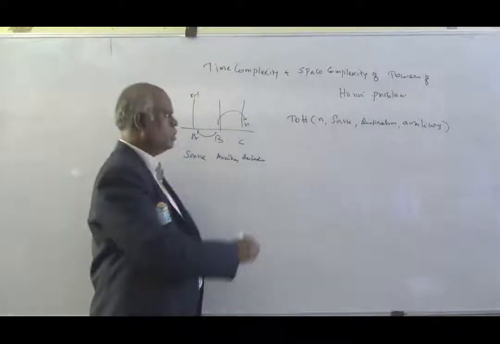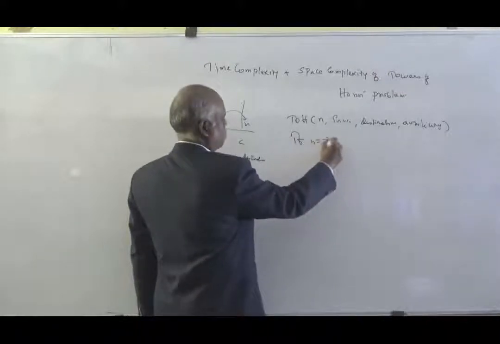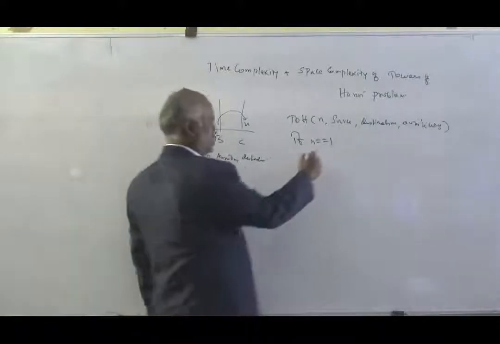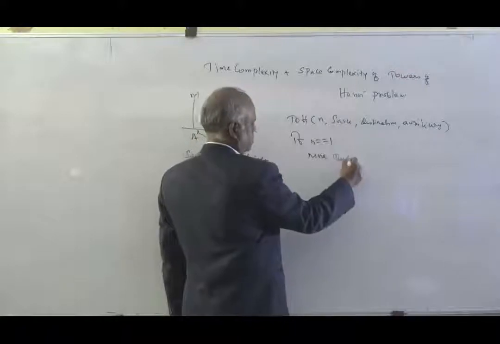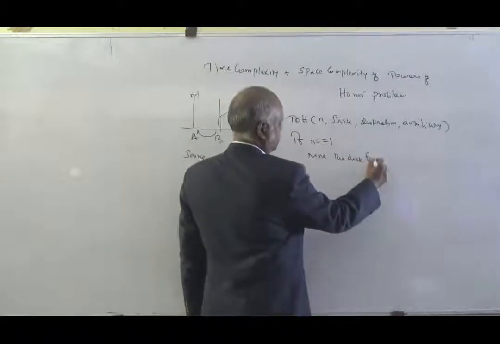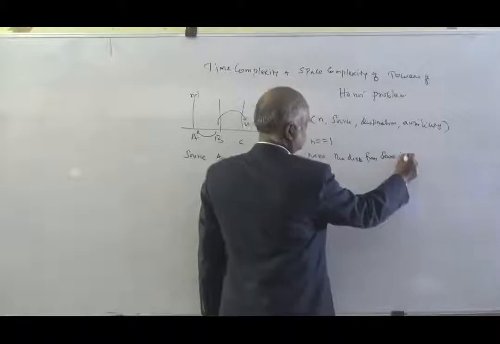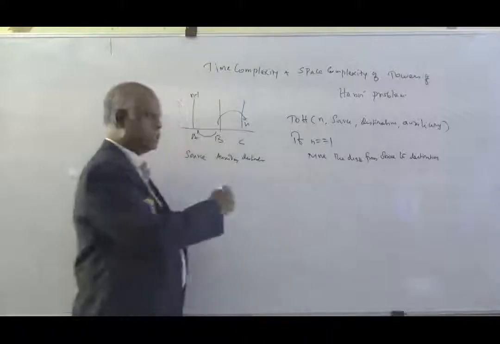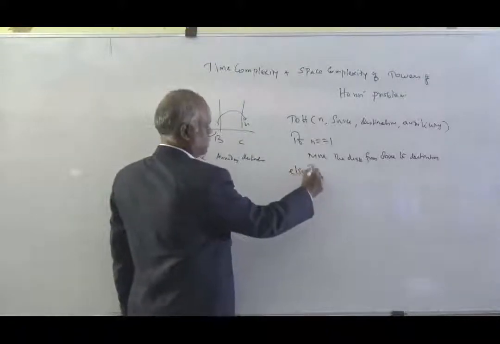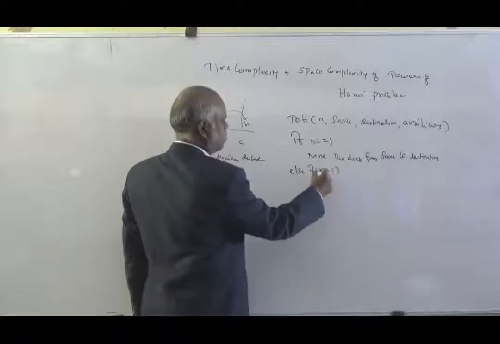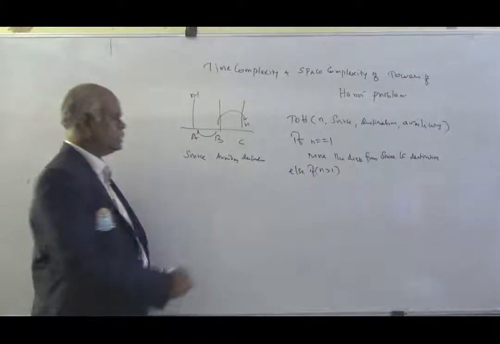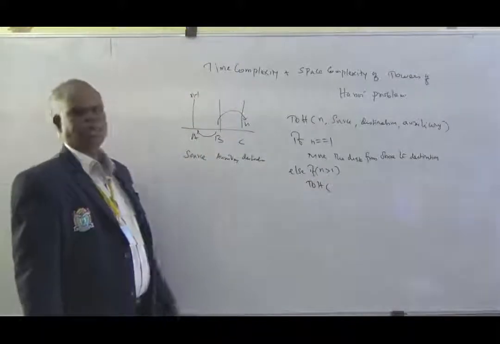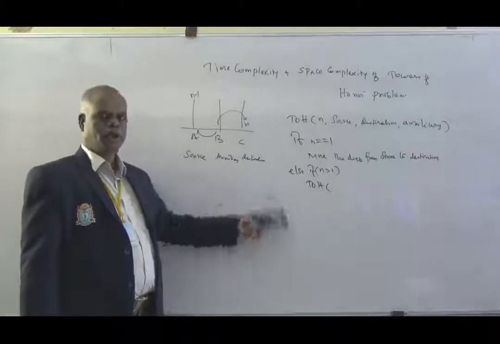This is the procedure. If n is equal to 1, the solution is to move the disk from A to C, that is, from source to destination. Else if n is greater than 1, the procedure is to call the function again, that is recursion. Recursion means the function calls itself.